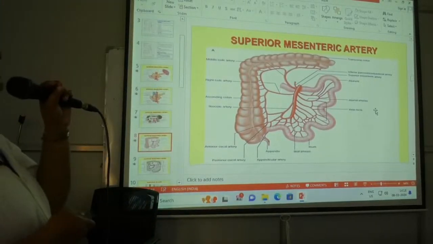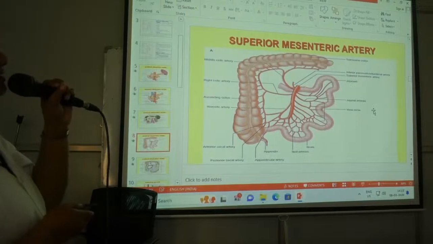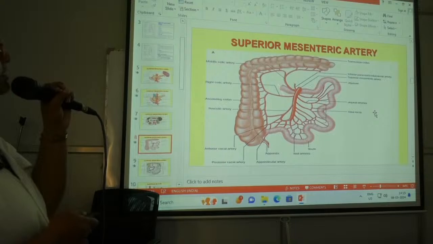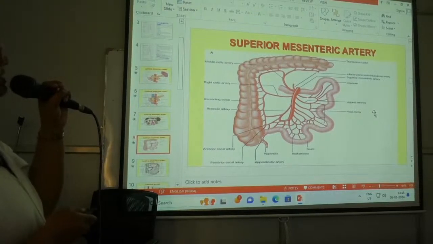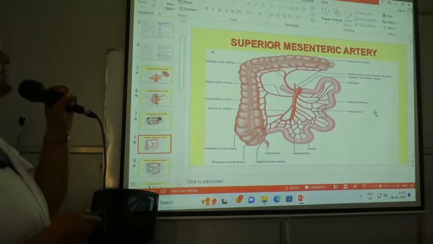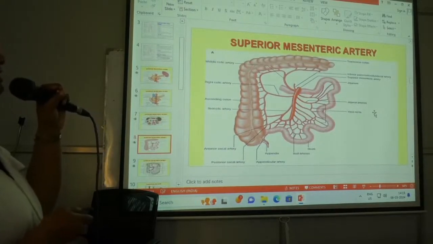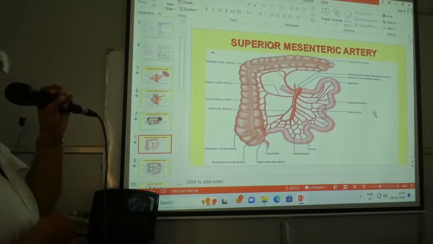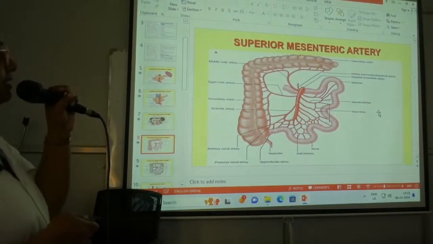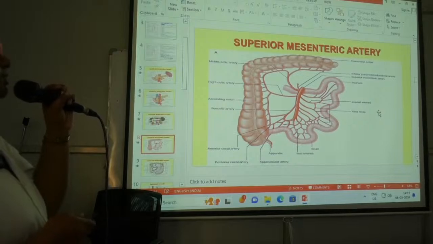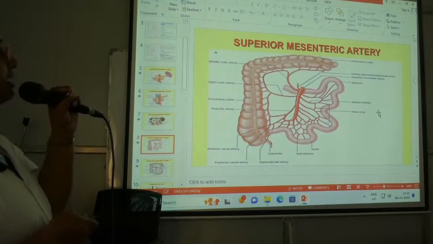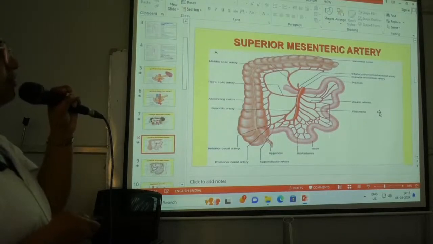Okay, from the right side, the first branch is the inferior pancreatico-duodenal. Next, from the right side, the colic branches: middle colic artery, then right colic artery, then ileocolic artery. And on the left side, it is giving the jejunal arteries and ileal arteries. All these arteries are dividing into two branches and forming loops. And vasa recta are extending from these loops of arteries to supply the small intestine.